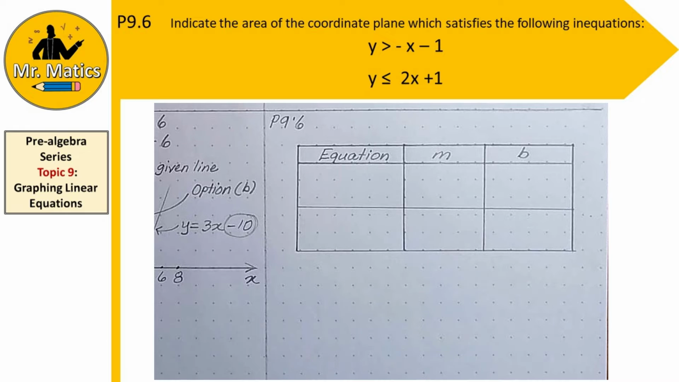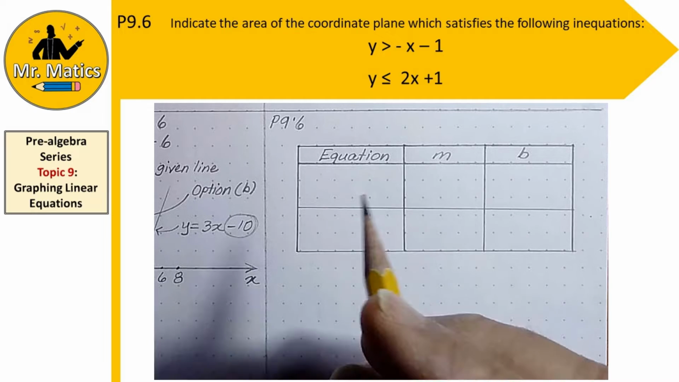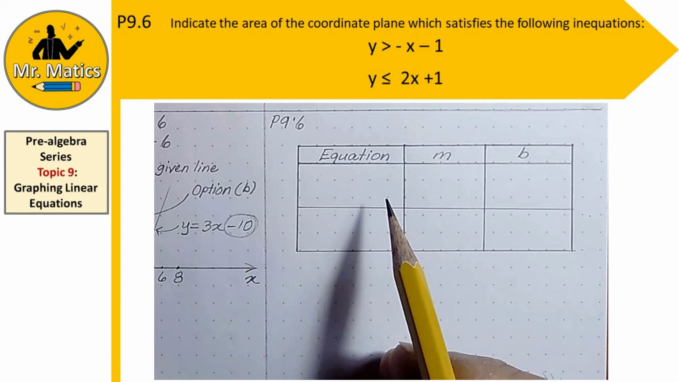Okay, welcome back. We'll do problem 9.6. Now this is a very interesting problem. It says there are two equations and you have to indicate the area of this coordinate system where these two equations, inequations I should call them, are satisfied. So the x and the y of which areas of the coordinate system will make these two equations work.